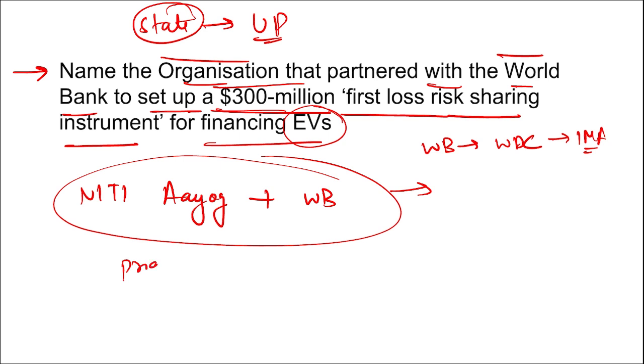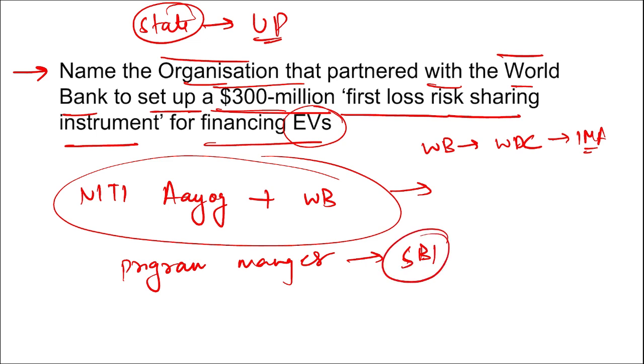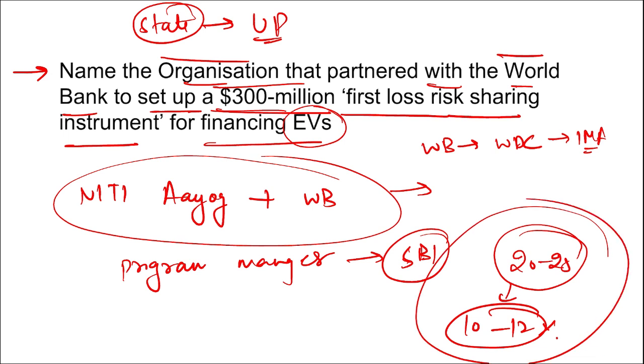If asked who was the program manager in this, it will be State Bank of India, the program manager for this first loss risk sharing instrument. All right, important. Then the current rate of interest for electric vehicles, that can be two wheelers or three wheelers, which is in the range of 20 to 25%, is expected to be reduced to 10 to 12%. I repeat, the current rate of interest for electric vehicles, be it two wheelers or three wheelers, will be reduced from 20 to 25% to 10 to 12%.